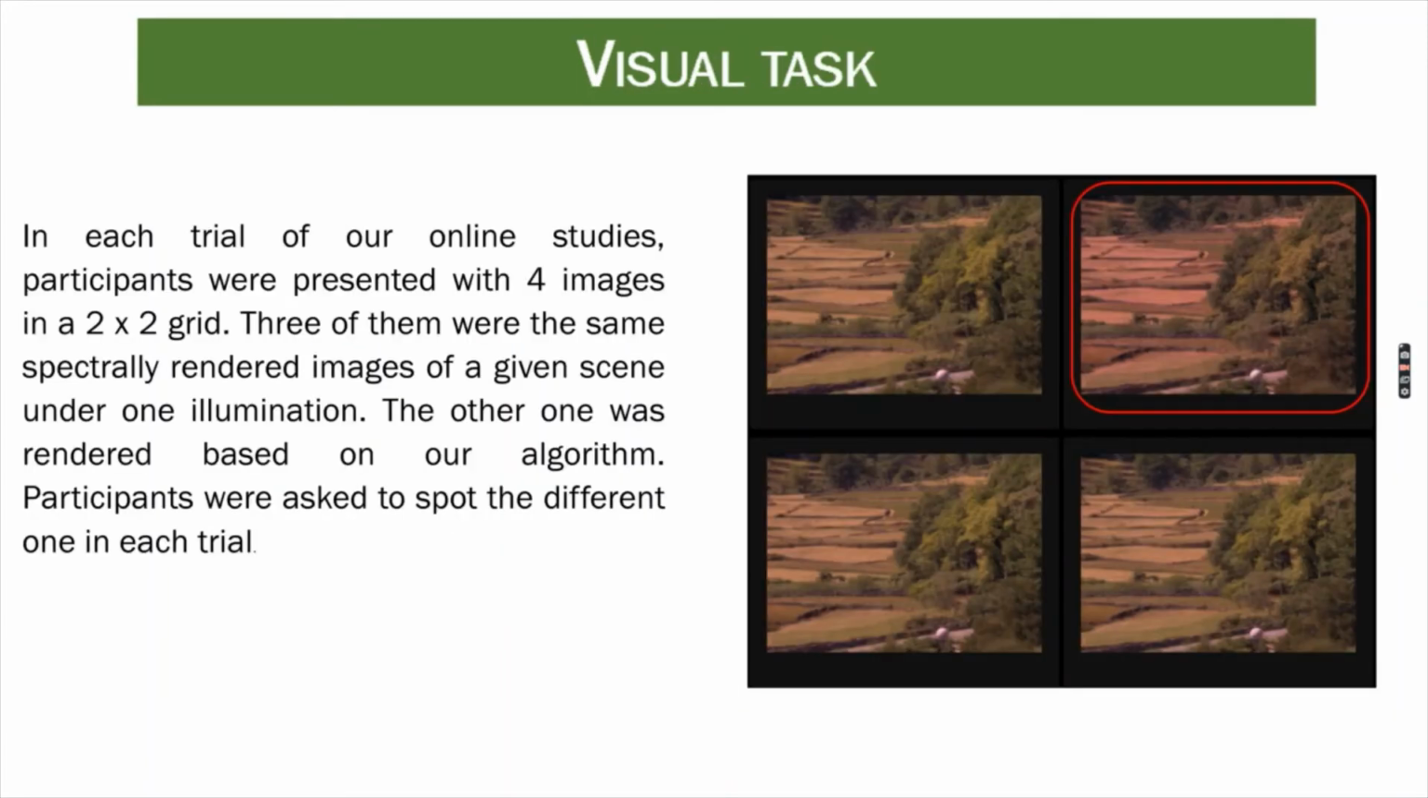We use the 4FC method to see whether the approximated renderings based on our algorithm is distinguishable from the spectral renderings to the participants. And as you can see here, participants were shown 4 images of the same scene under one particular illumination. 3 of the images were exactly the same and spectrally rendered, and the other one was rendered based on our algorithm. We asked the participants to choose the one that they find different, which is here top right. And here I use this example of a trial where the different one is obvious, just for illustration of the trial layout.